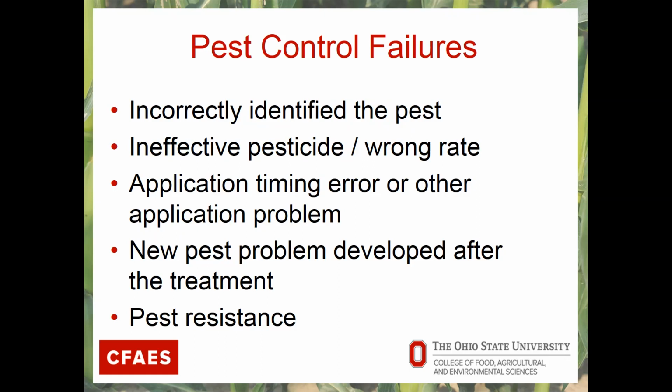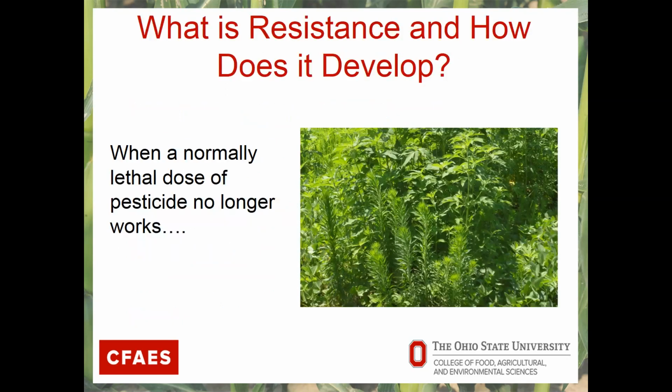Another scenario in which it may appear that you've achieved poor control is that you in fact did not control the pest population, but another pest infestation has moved in, or the same pest came back. It's also possible that the pest you're trying to control has developed resistance to the pesticide you are using. As previously stated, it's very important to scout fields after an application to detect any resistance. So let's go over this topic of resistance and how it develops.